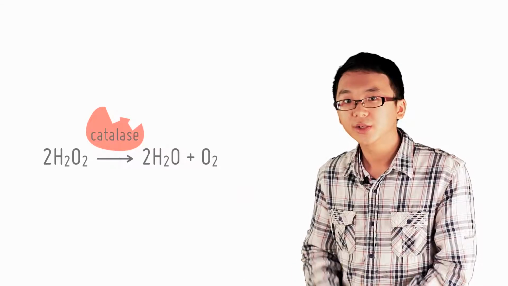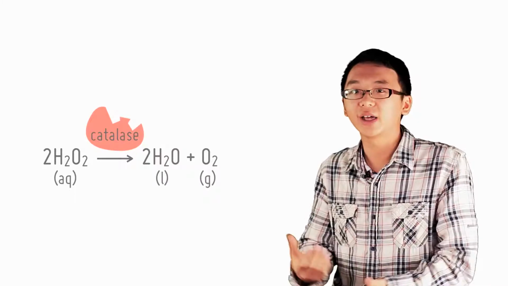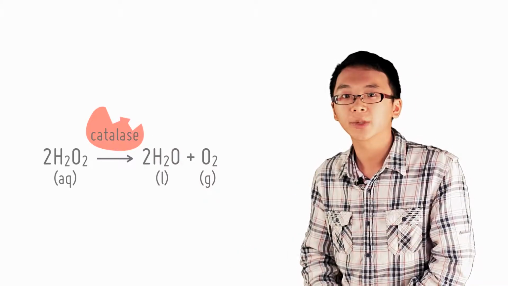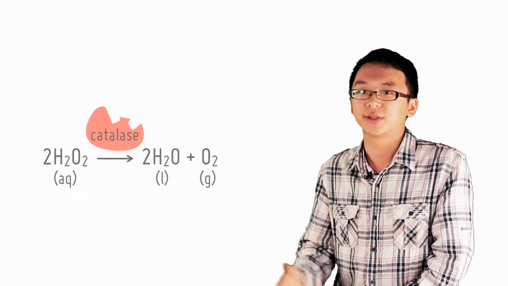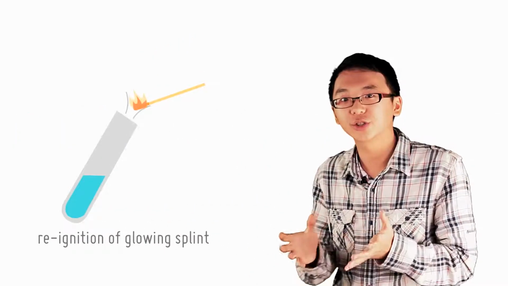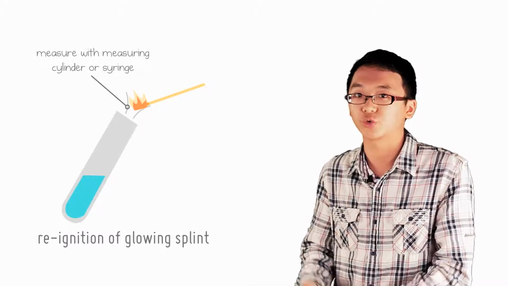water and oxygen. So if you've been observant, you will have noticed that I forgot to put state symbols. And now it becomes clear that this reaction results in the production of oxygen gas. You can of course test it by seeing whether it reignites a glowing splint, but more importantly, you can measure the amount produced with a simple setup like an inverted measuring cylinder or syringe.